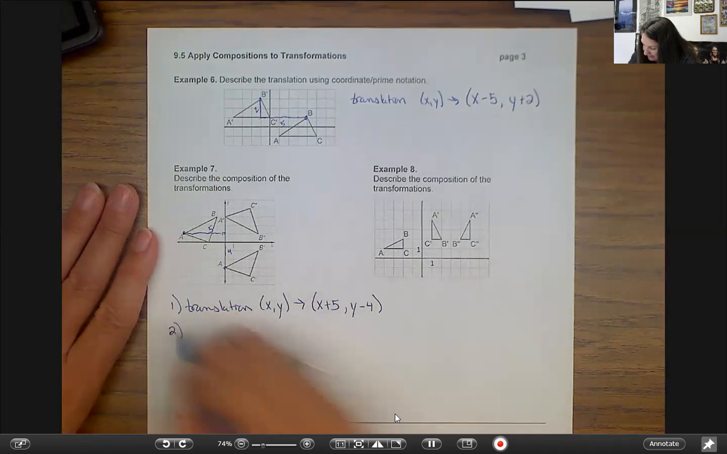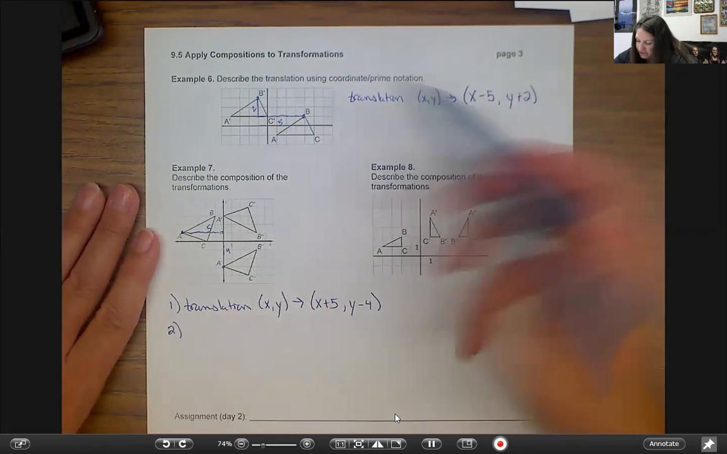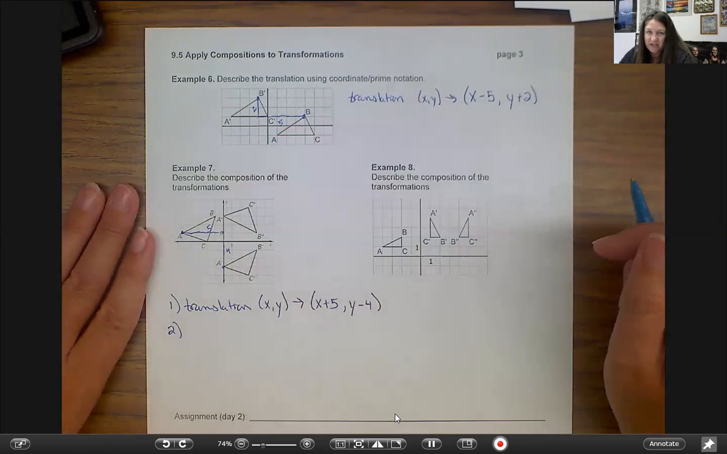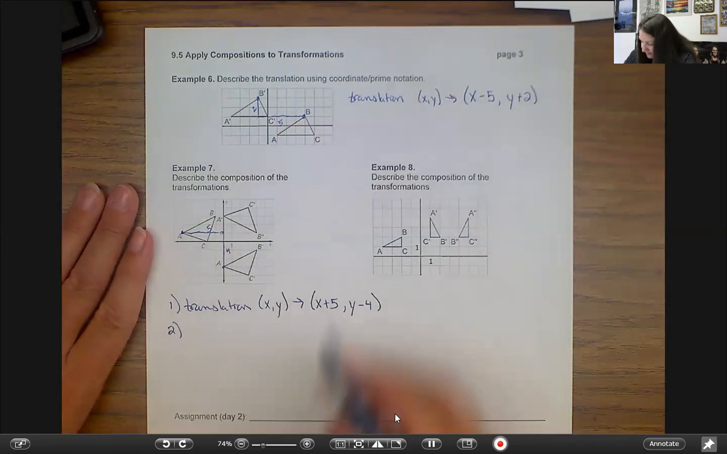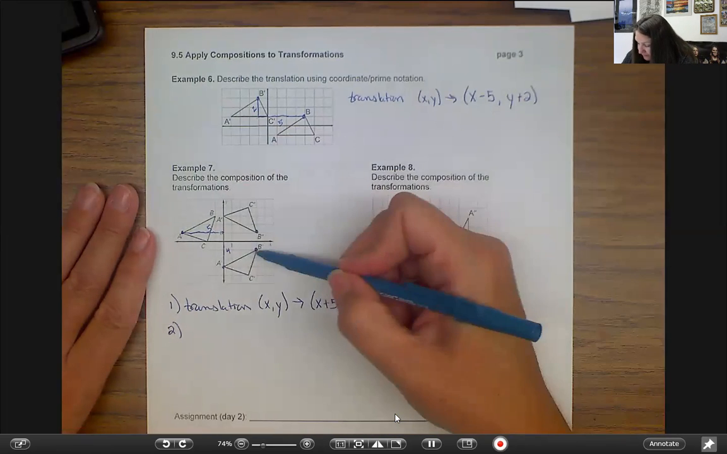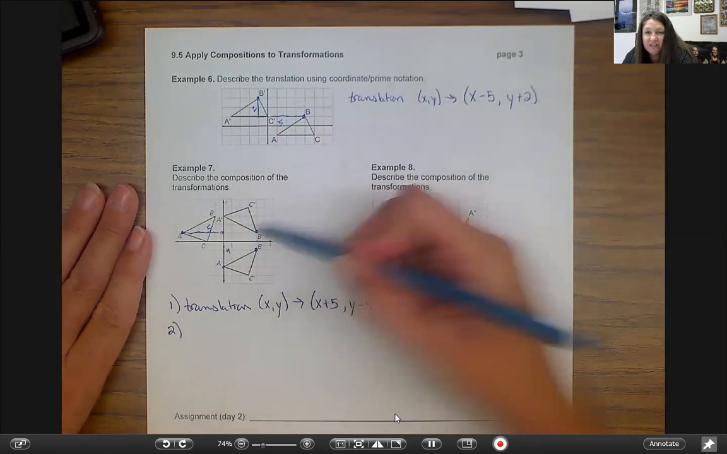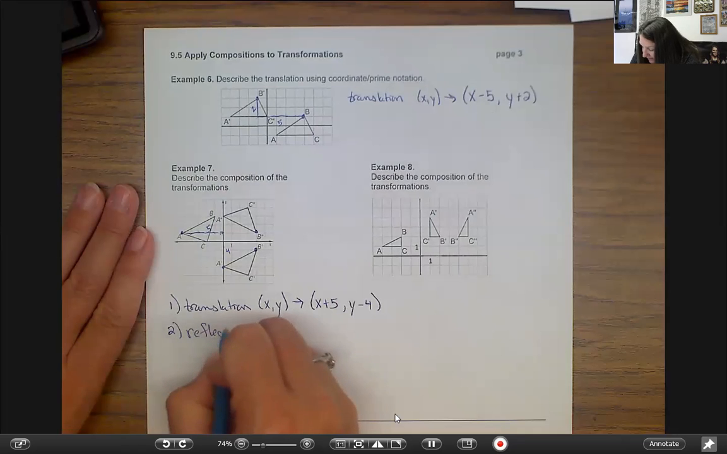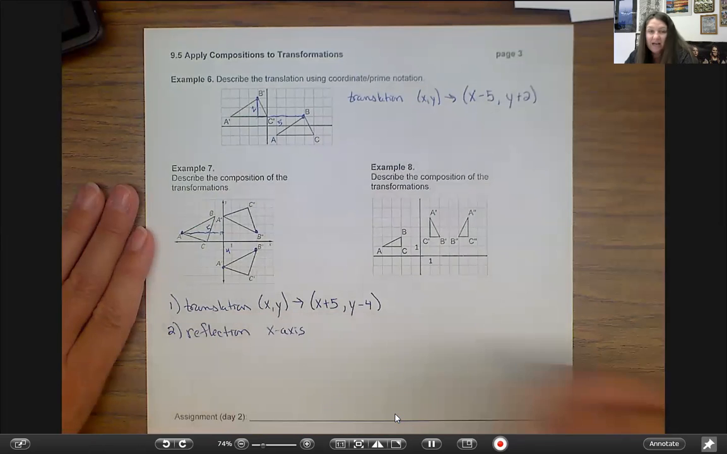Secondly, moving from prime to double prime, I should see that this flips. This one is a reflection, and it's reflecting, or flipping, over the x-axis. B prime and B double prime are easiest to see, right? I'm 1 unit from the x-axis and then 1 unit above on the other side. So this is a reflection, second, over our x-axis.